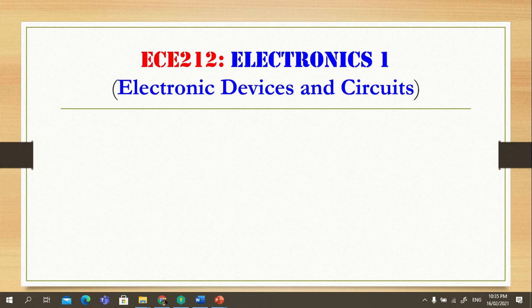So we'll continue our discussion on the topic that we discussed last time about electricity, specifically Ohm's law. But this time we'll talk more about the resistor. All right, so last time we stated the objectives of our lecture.